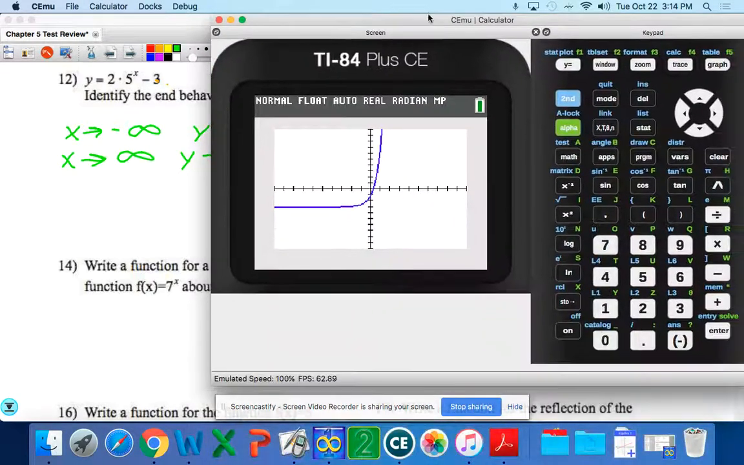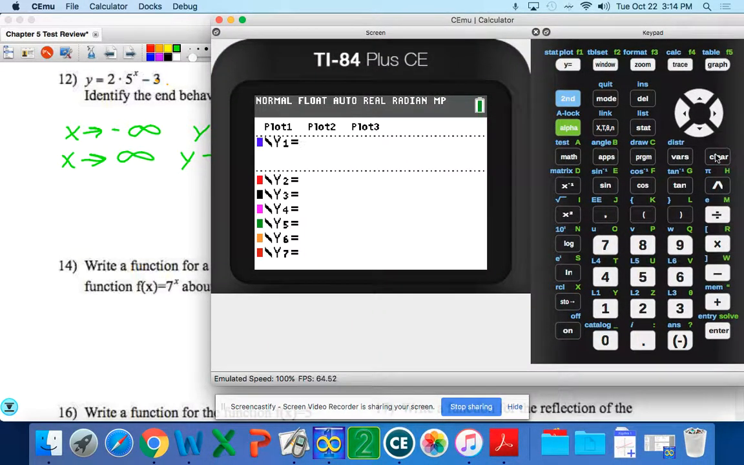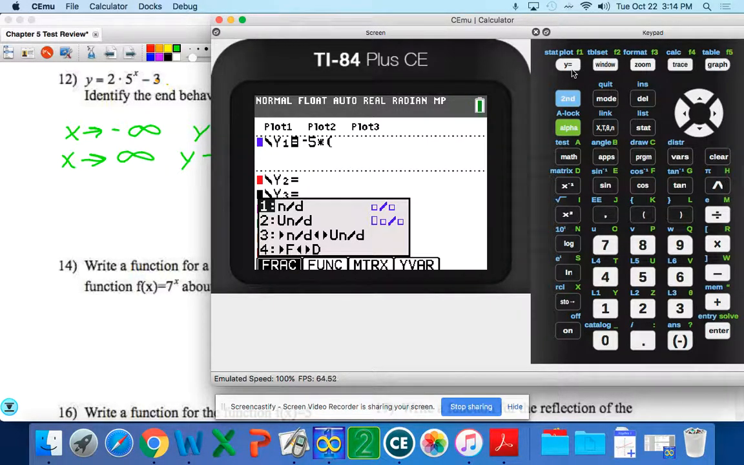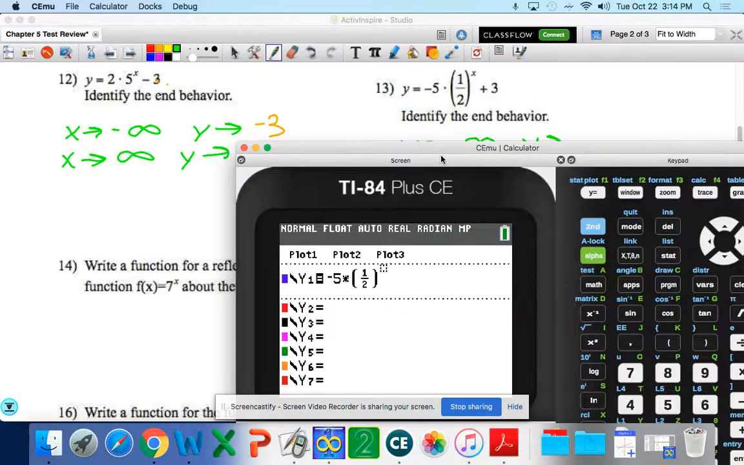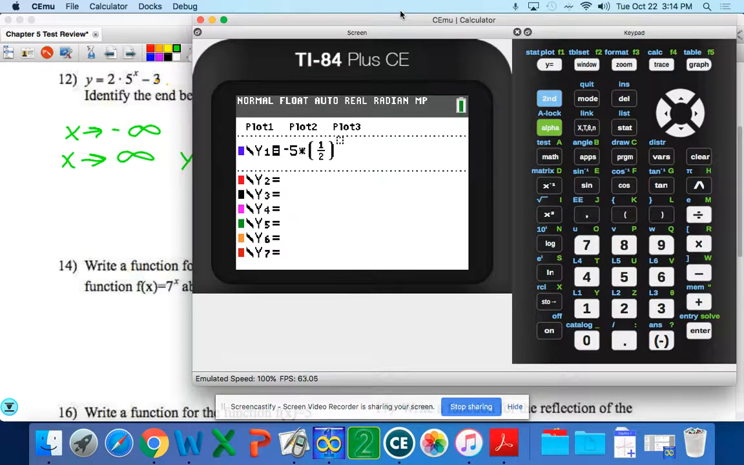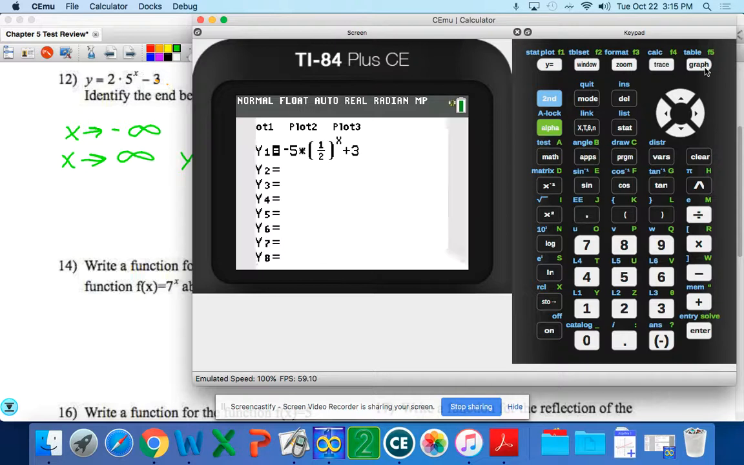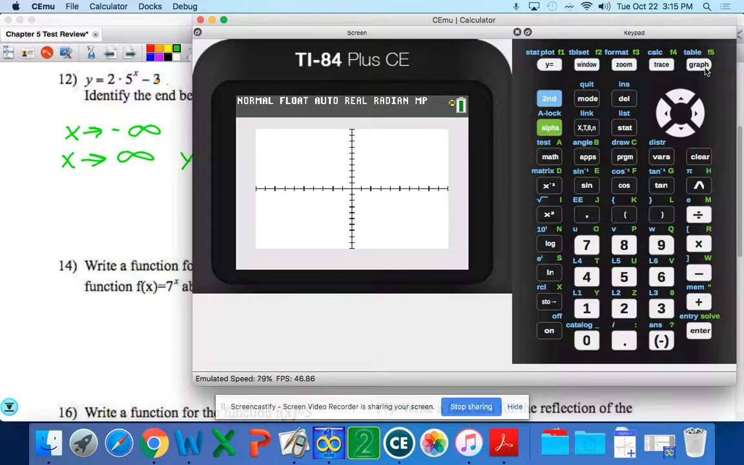This was a -5 times a fraction of 1/2, close it off, raise it up to the x power, and then add 3. Hit graph and take a look. Well, eventually take a look.